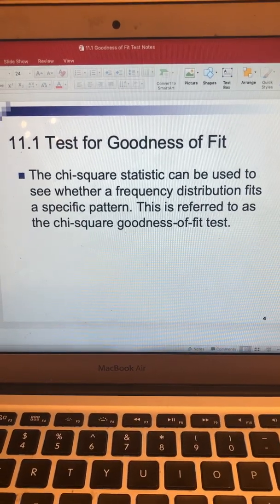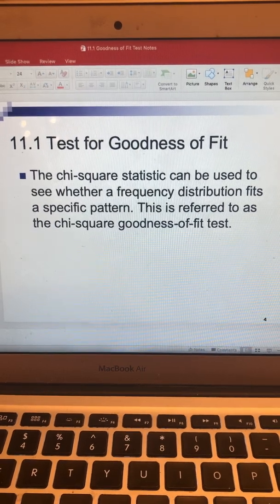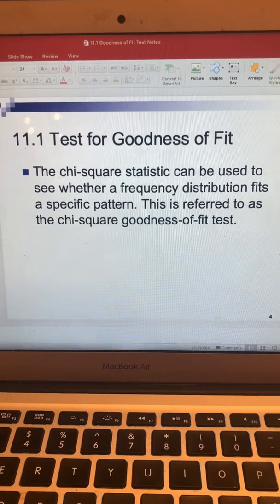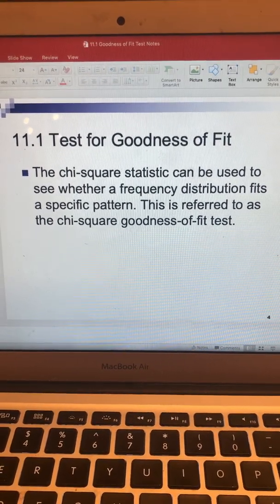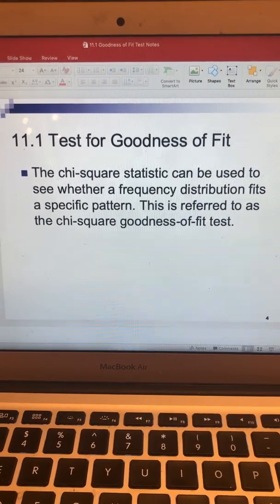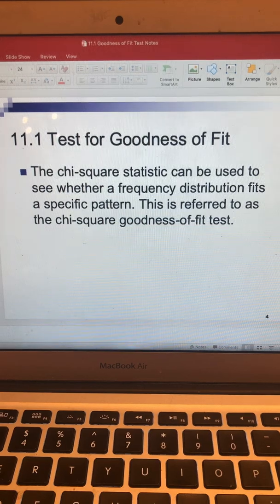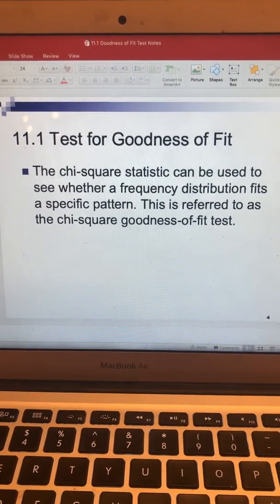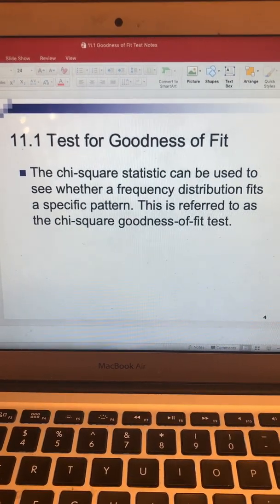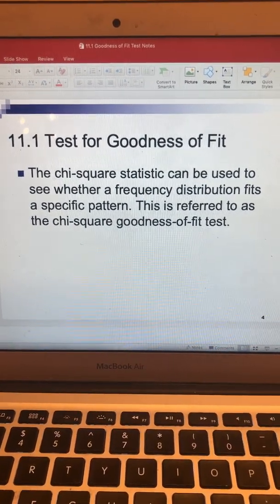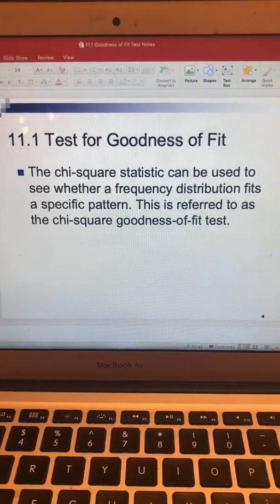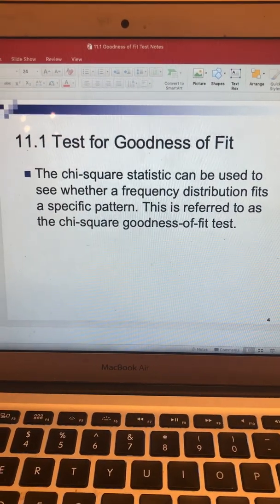So we're going to break this into two different lessons this week. In the first lesson, which we're going to cover today, we're simply going to look at some different types of problems, and we're going to look at how we determine the expected value and how we write out our null and alternative hypotheses. Then the second part of the lessons will cover the rest of the test and determining whether or not the pattern is actually followed or not. So here we go. Let's jump into it.